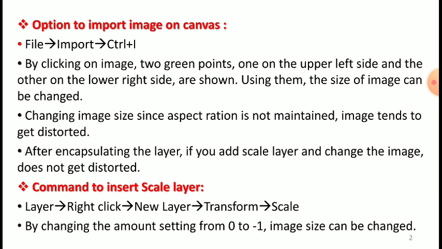5.1. By clicking on the image, two green points, one on the upper left side and the other on the lower right side, are shown. Using them the size of the image can be changed. While changing the image size, since the aspect ratio is not maintained, the image tends to get distorted. After encapsulating the layer, if you add a scale layer and change the amount, the image does not get distorted. So that is the important point.